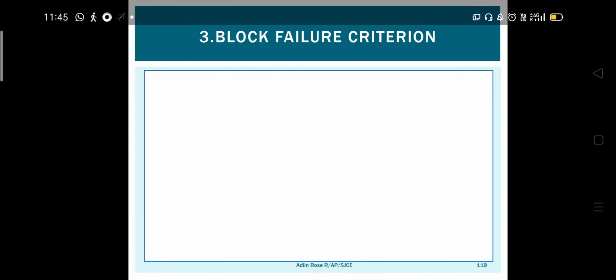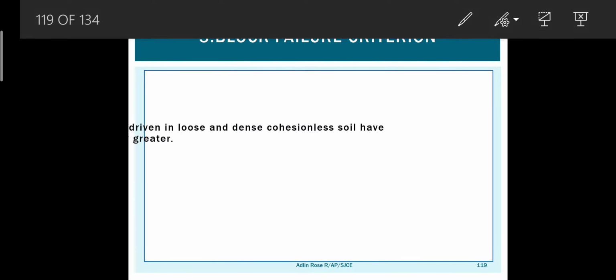Next, we have the block failure criterion. I'll explain the concept now. From this you will have a lot of problems. Almost all question papers have one question from the block failure criterion. It is nothing, very easy only. Very similar to the static formula. So it is very easy only.